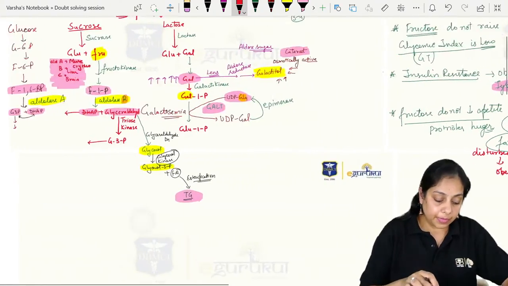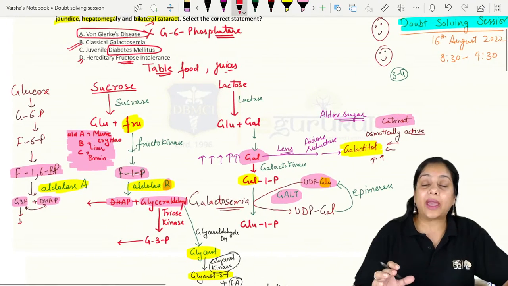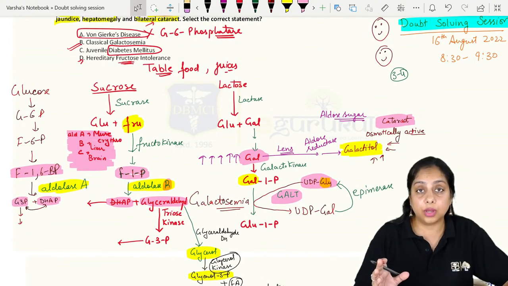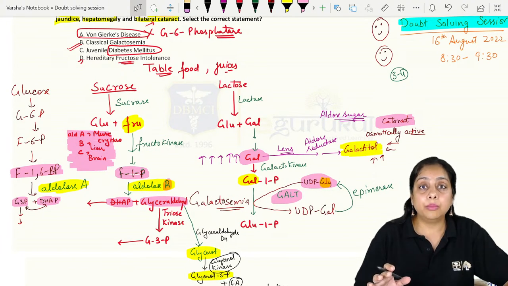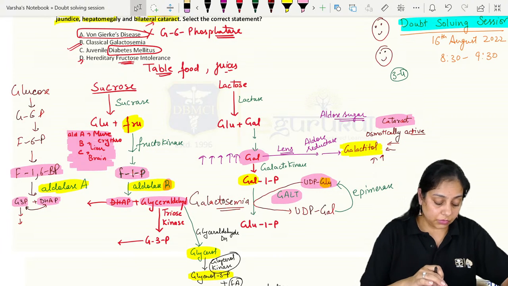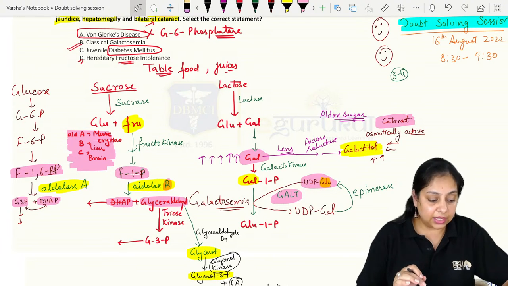Okay, all the packaged syrups and packaged foods have high fructose corn syrup, right? That is very, very dangerous, because it is going to crank up the body's triglyceride level. Okay, so this is one thing.